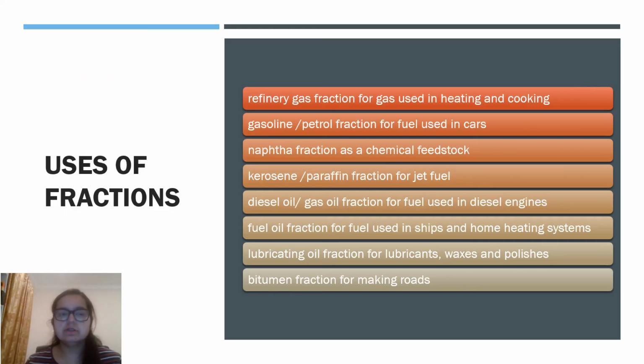Now these are the uses. These need to be memorized. Refinery gas is used for heating and cooking. Gasoline or petrol is used as fuel in cars. Naphtha is used for chemical feedstock. Kerosene or paraffin is used for jet fuel. Diesel oil or gas oil is used in diesel engines. Fuel oil is used as fuel in ships and home heating systems. Lubricating oil is used for lubricants, waxes and polishes, and bitumen is used for making roads.